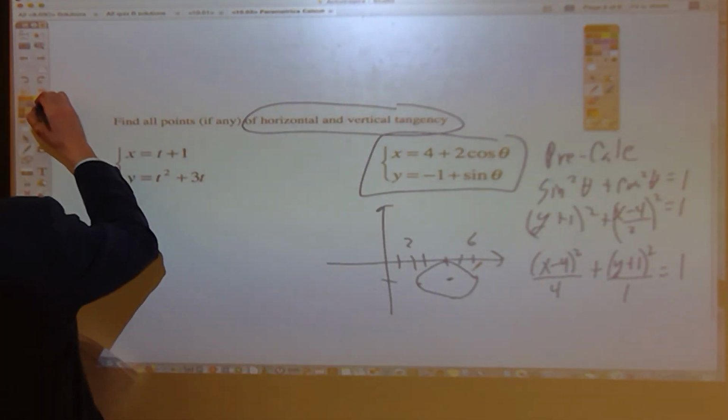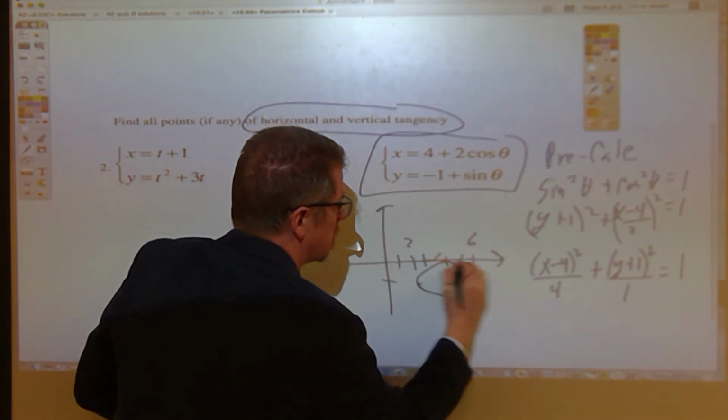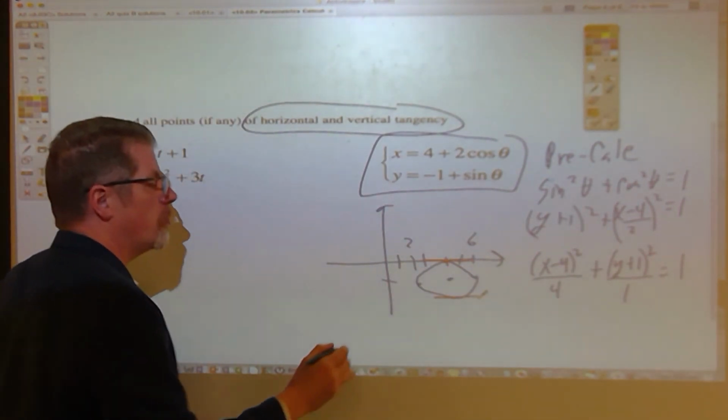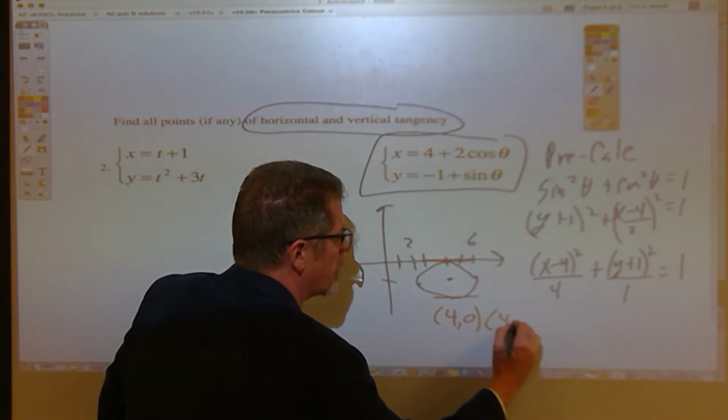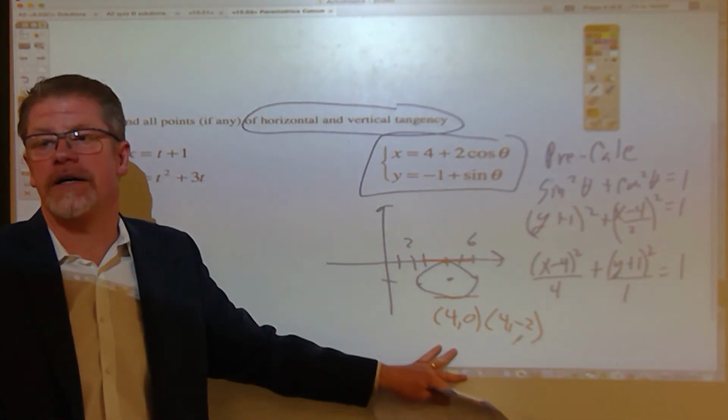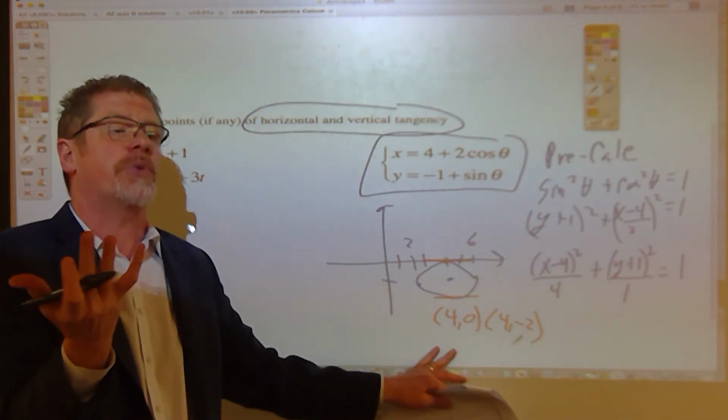Where are the horizontal tangents? Here they are in red. That's a horizontal tangent. There's 2 of them. The points of horizontal tangency are (4, 0) and (4, -2). Pre-calculus in this case worked pretty quickly.